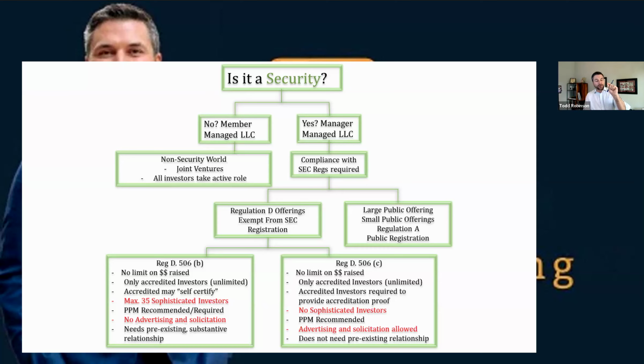Now, you are only allowed to have 35 sophisticated investors in a 506B, okay? That means you're not accredited, but you are sophisticated. And you're allowed to have an unlimited amount of accredited investors, but you're not allowed to advertise, okay? That means you can only mention the offering to your friends and your family.